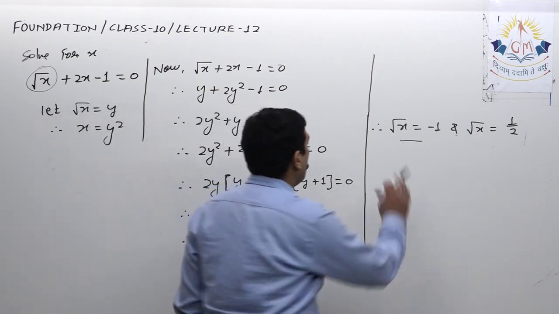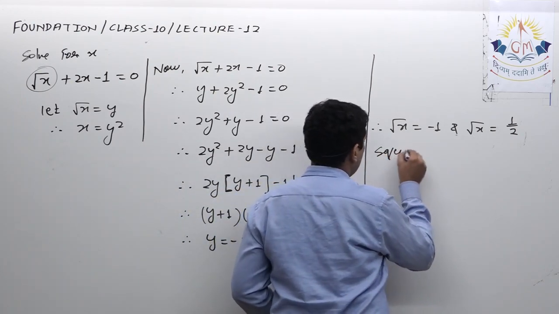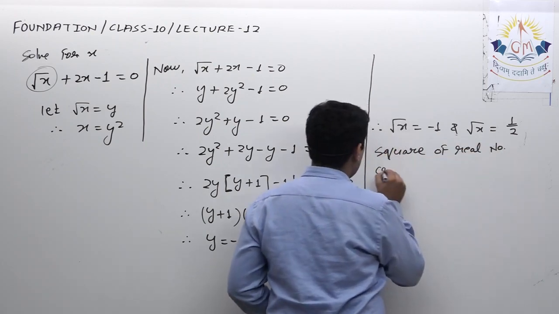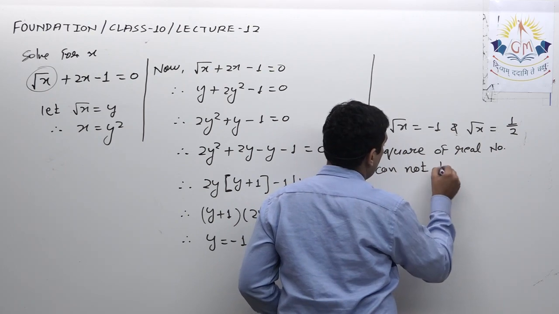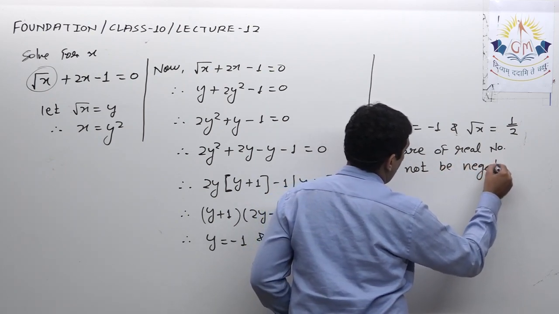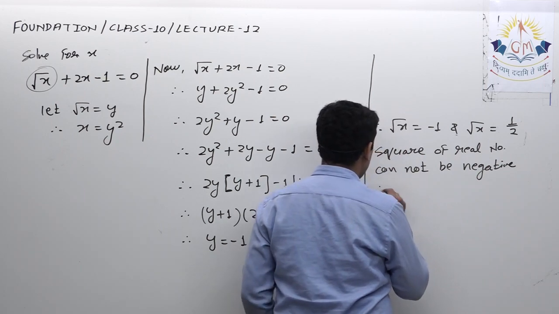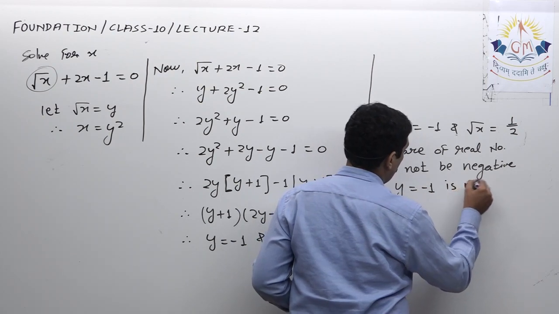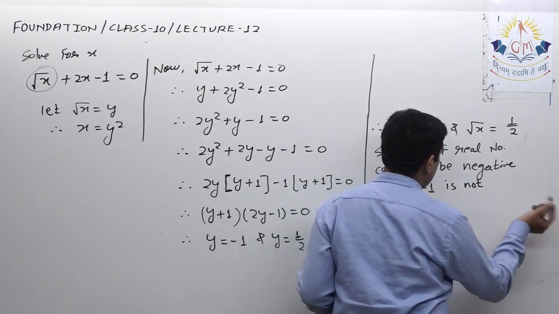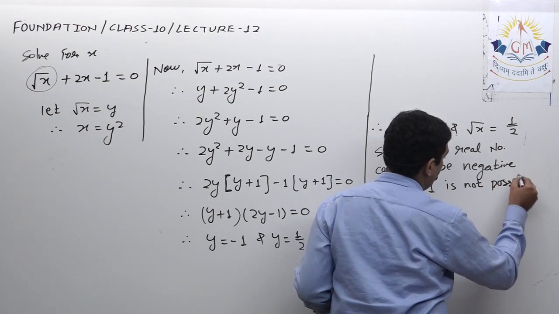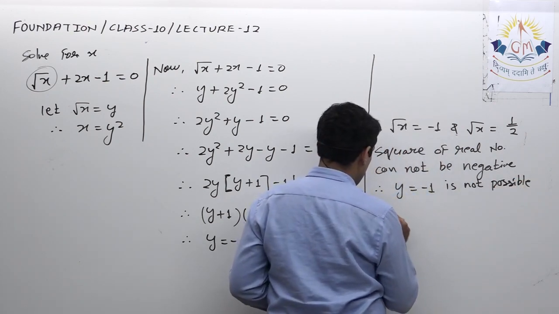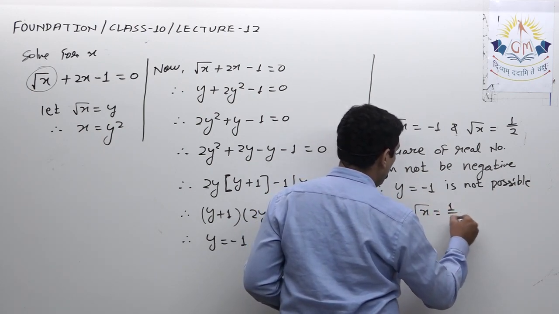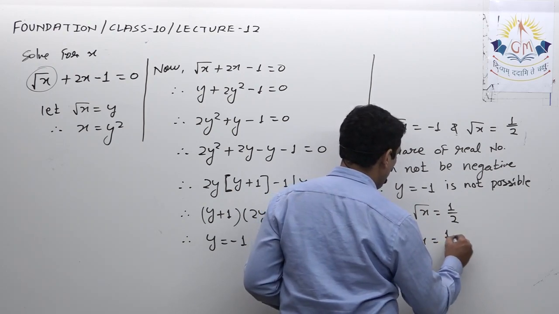Okay, so here I will write: square root of a real number cannot be negative. Therefore y equal to -1 is not possible, or we reject that. Now root of x is equal to 1 by 2. Therefore x is equal to 1 by 4.